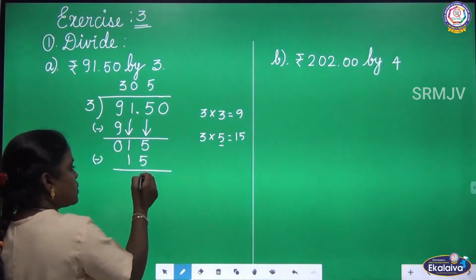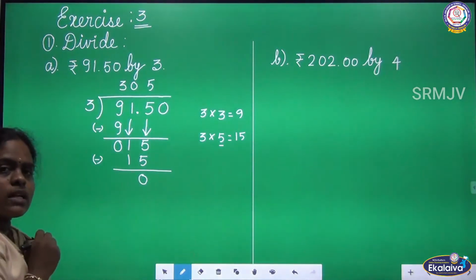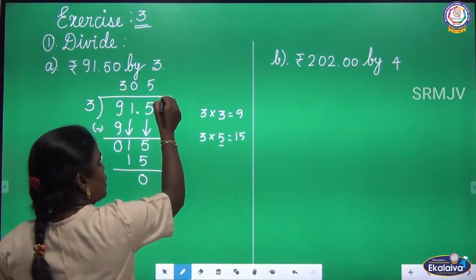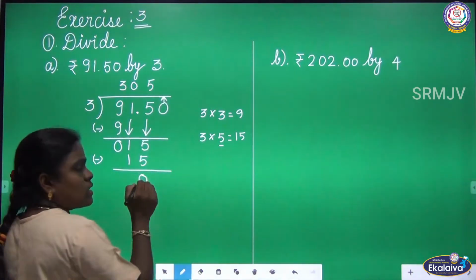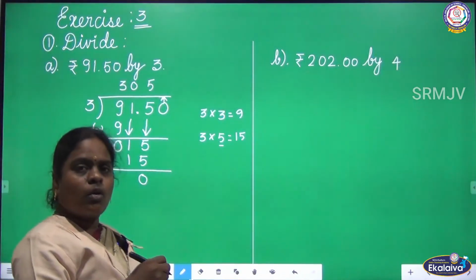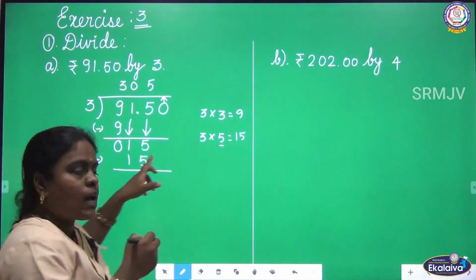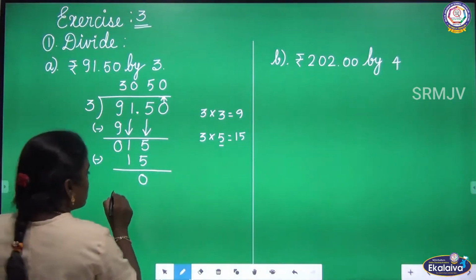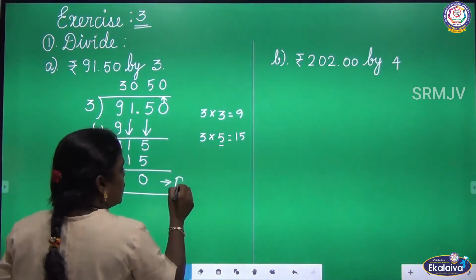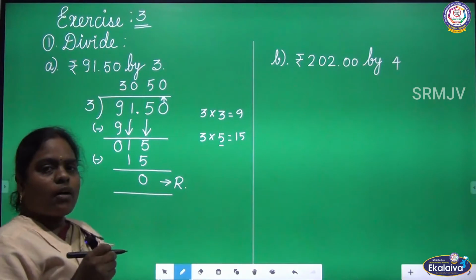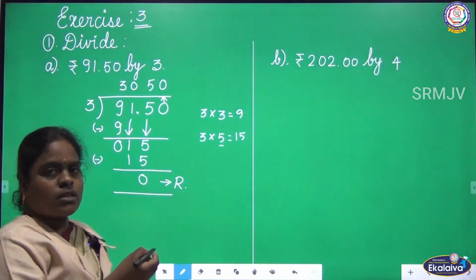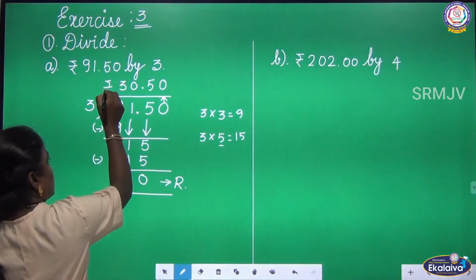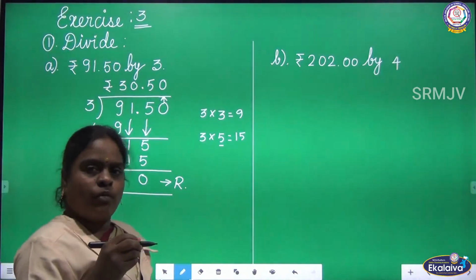Now if you subtract, you can get 0. Listen, children, now we have 0 in the remainder, and also we have 0 in the dividend. In this case, when you have remainder as 0 and another 0 is there in the dividend, we can write the 0 in the quotient directly. Yes, so here the remainder is 0. Look at the quotient, children. I have told you before, 2 digits from the right you have to place the dot. So here listen, the quotient is 30 rupees and 50 paise.